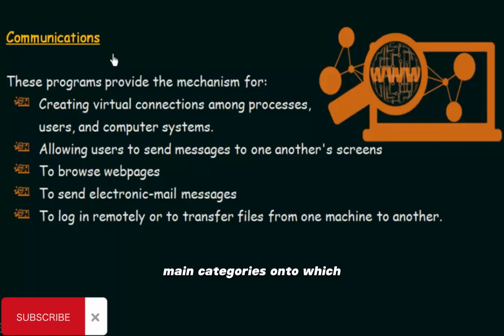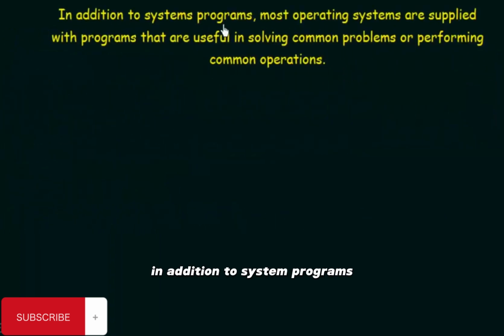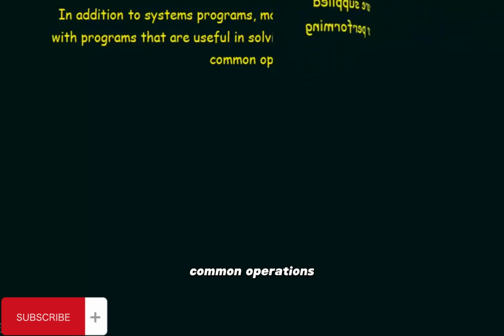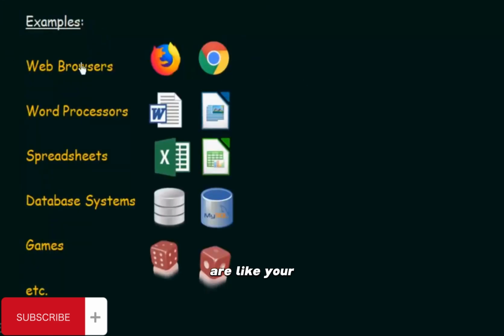So these are the main categories into which you can divide your system programs based on the kind of task that they perform. Now apart from the system programs, there are also other programs that are provided by the operating system in order to perform certain tasks. As I told you, in addition to system programs, most operating systems are supplied with programs that are useful in solving common problems or performing common operations. Some examples of those are web browsers. You have web browsers like Mozilla Firefox, Google Chrome, and so on, which help you to browse the web. These web browsers may be provided with your operating system.